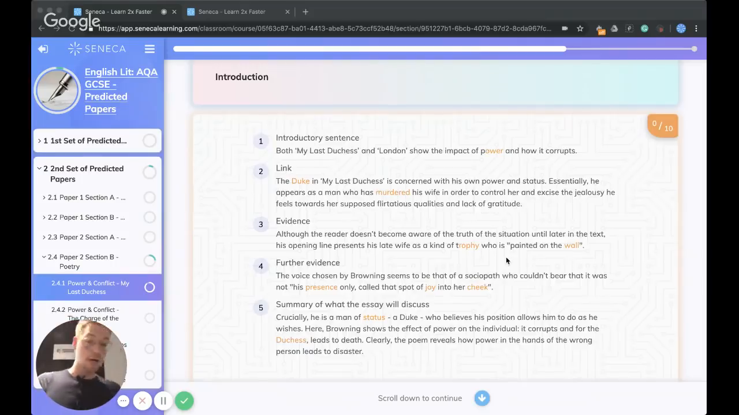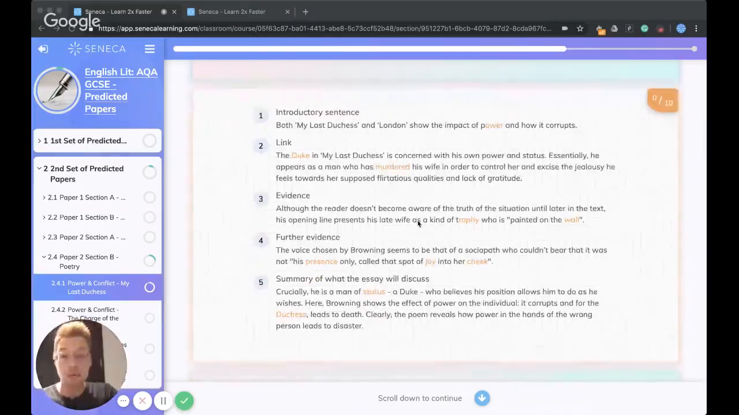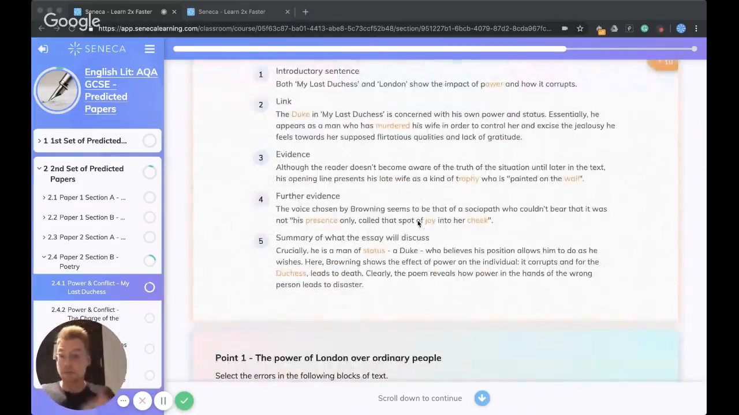Okay, so what you notice here is we're using some embedded quotations. That's what's really going to help elevate your answers and help your paragraph sound a bit less robotic. So try and embed your quotations where you can, okay? Again, we want to give some more evidence. So if you're pushing for 7 to 9, you want to give more than one piece of evidence for every point that you make. So the voice chosen by Browning seems to be that of the sociopath who can't bear that it was not his presence only called the spot of joy into her cheek.